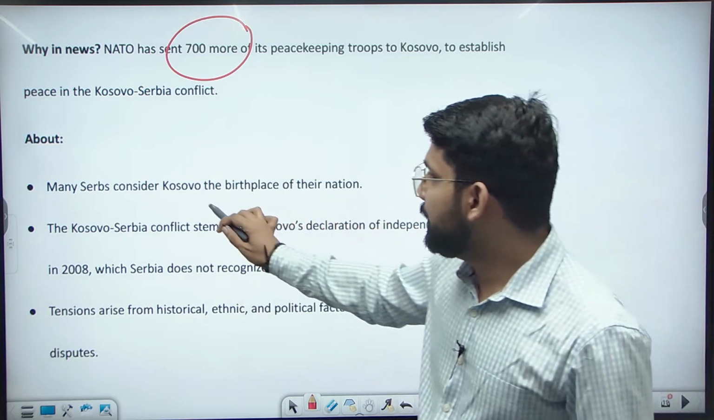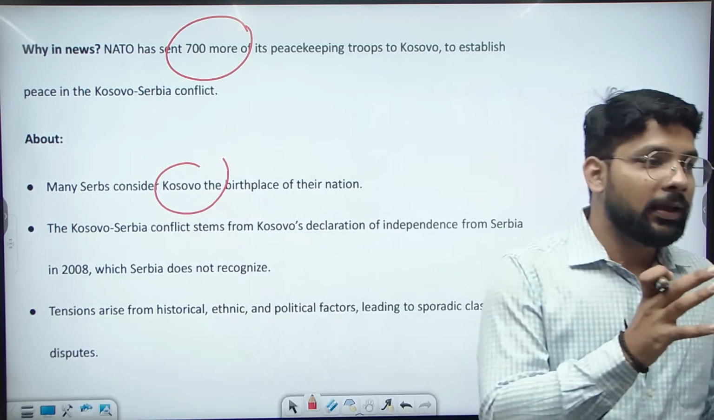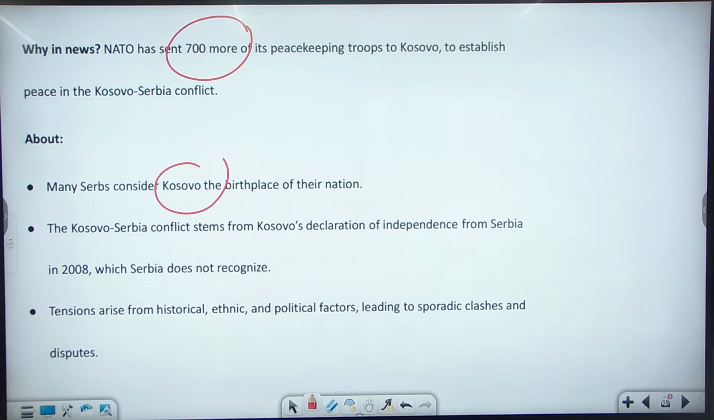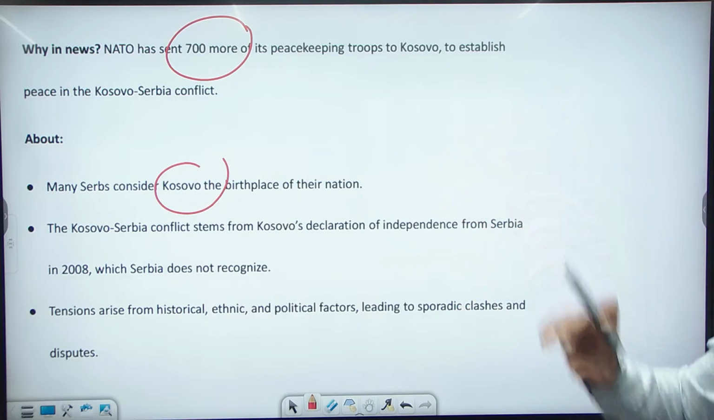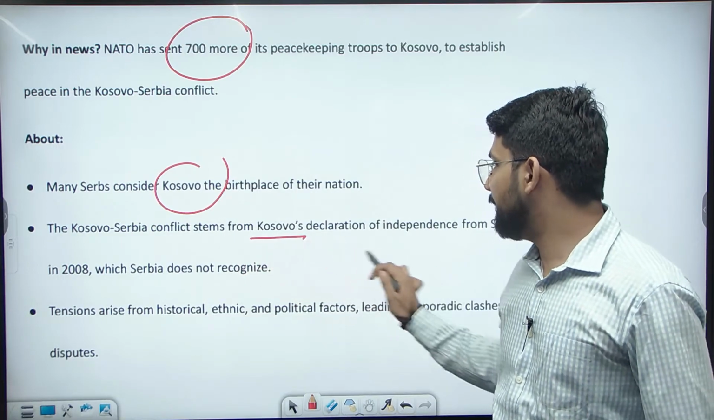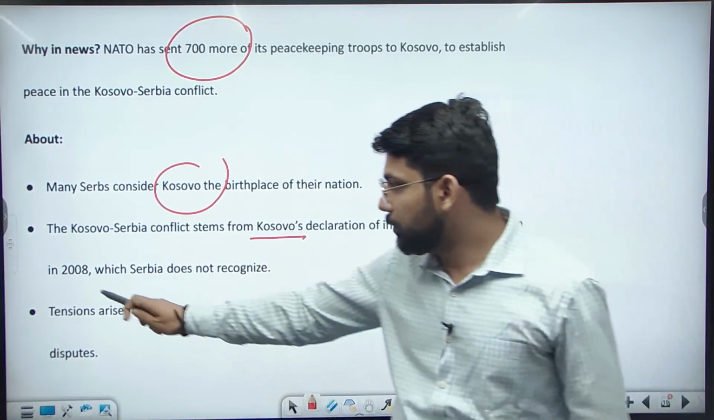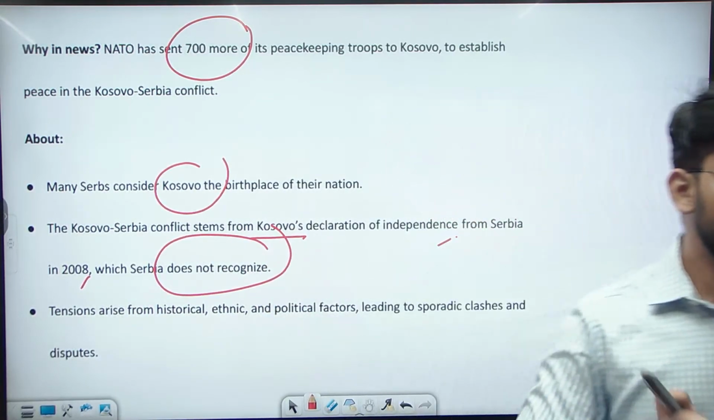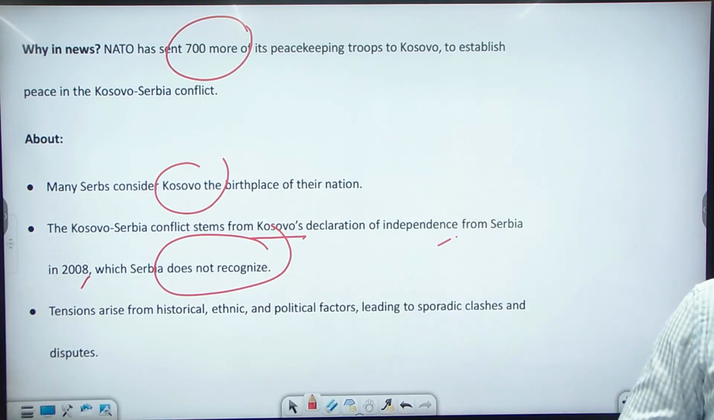So many Serbs consider that their birthplace is Kosovo, like the Indians and Pakistanis. After independence, some people were replaced, and they consider India as their origin. Similarly they consider Kosovo as their origin. So that is a cultural conflict. Then the Kosovo-Serbia conflict stems from Kosovo's declaration of independence from Serbia in 2008, and Serbia does not recognize Kosovo. So this conflict has continued from 2008 to now, 2023, approximately 15 years.